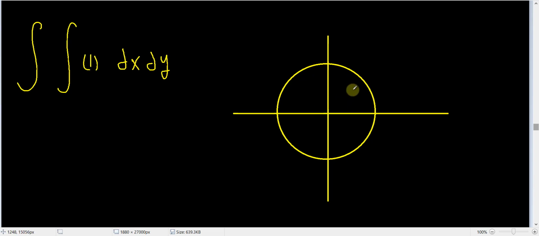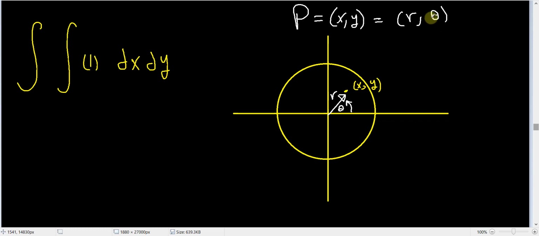Now every point right here can be written in general as some x and some y. Those are called the Cartesian coordinates. We can also represent the same point using different coordinates. One of them, for example, is called the polar coordinate system. In the polar coordinate system, we represent every point as a radius from the origin, this is called r, and an angle from here to here. So every point P is equal to x and y in the Cartesian coordinate system and also is equal to some r and some theta in the polar coordinate system.